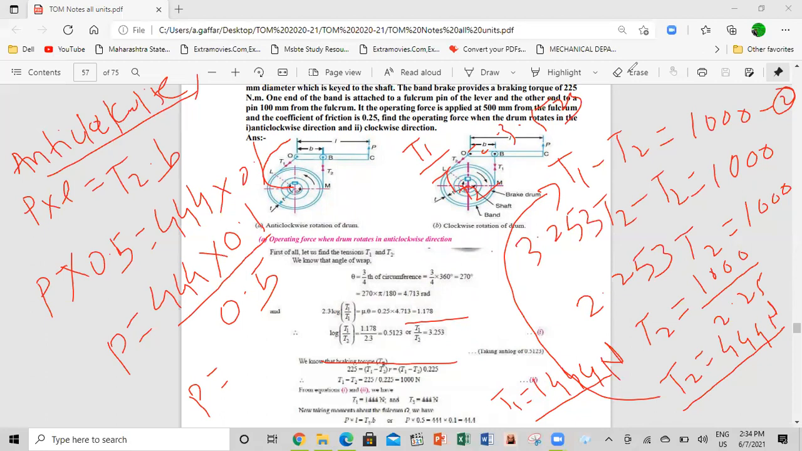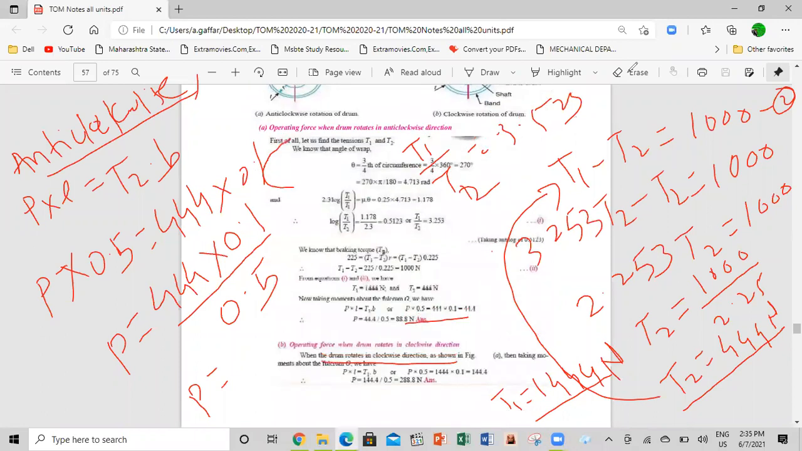Hello. Find immediately the value of P, the operating force required when the brake drum is rotating in anti-clockwise rotation. Tell me what is the answer? 88.8. Okay, right answer. 88.8, and the unit is Newton, because operating force is calculated in Newton. So this is the answer for anti-clockwise.